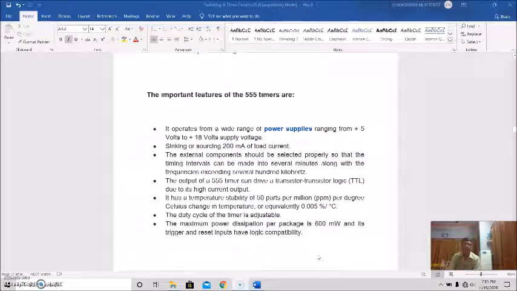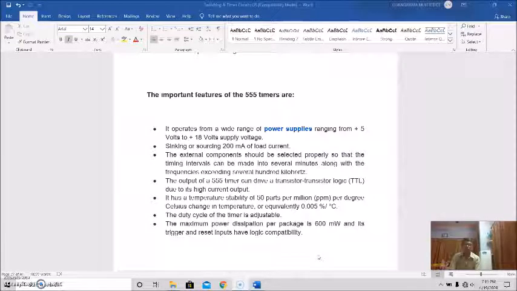Now the important features of 555 timers are: it operates from a wide range of power supplies ranging from plus 5 volts to plus 18 volts supply voltage. Sinking or sourcing 200 milliampere of load current. The external components should be selected properly so that the timing intervals can be made into several minutes, along with frequencies exceeding several hundred kilohertz.